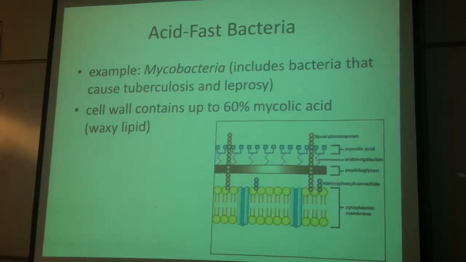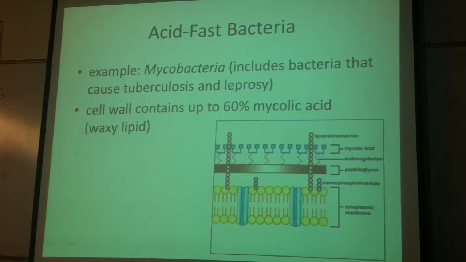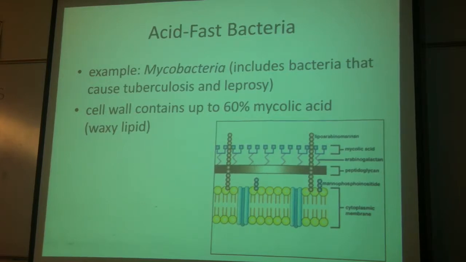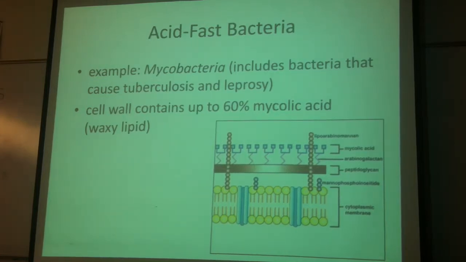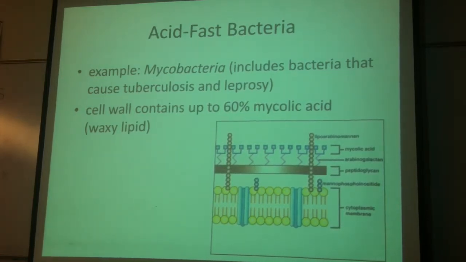These all have a lot of acid in them. And these cell walls contain this acid, which just helps them survive. It helps them have a strong structure, but it also gives them this waxy lipid layer. Okay? So this is just another layer of protection that these acid cell wall bacteria have.